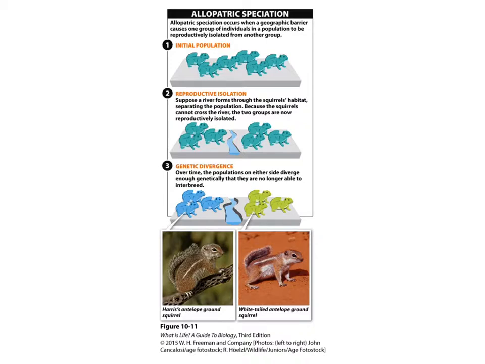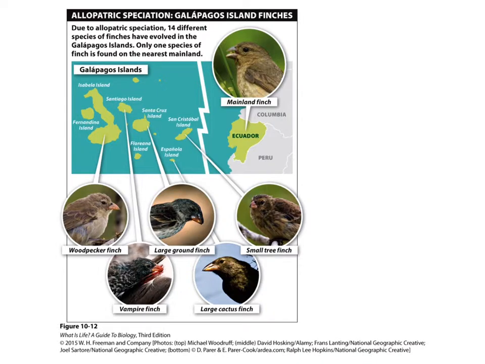The two populations have genetic divergence. Over time, we see that either side of the river has a distinct population, and they are no longer genetically the same. Eventually, these animals will not be able to interbreed, and we have two different species of ground squirrels evolve. Allopatric speciation is also common on islands.